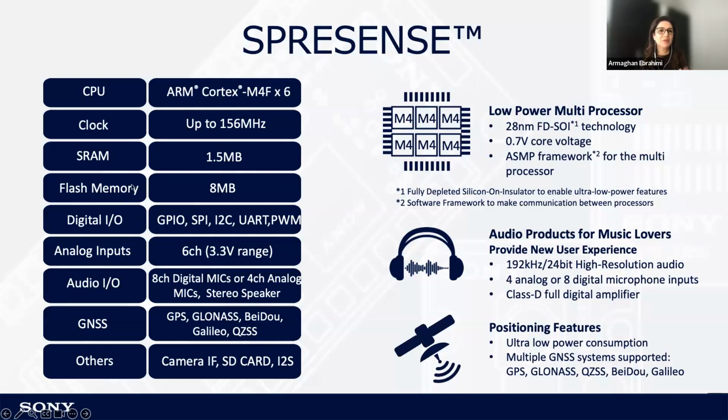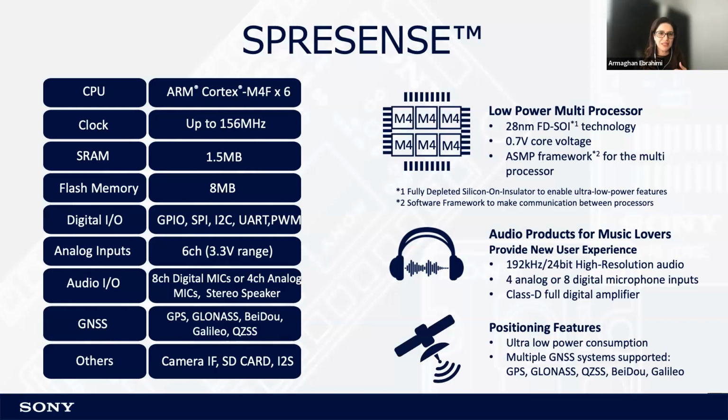talk about memory and other accessibility on Spresense. If you look at the left side of this page, you see we have 1.5 megabyte of SRAM, we have 8 megabyte of flash memory, and if you need to access the digital I/O, you have access to GPIO, SPI, I2C, UART, and PWM. If you need to access the analog inputs, we provide 6 channels, and that is 3.3 volts. For audio, I said this is high resolution audio. You have 8 channels, which is digital, and we have 4 channels for analog. Also, you can access the stereo speaker.